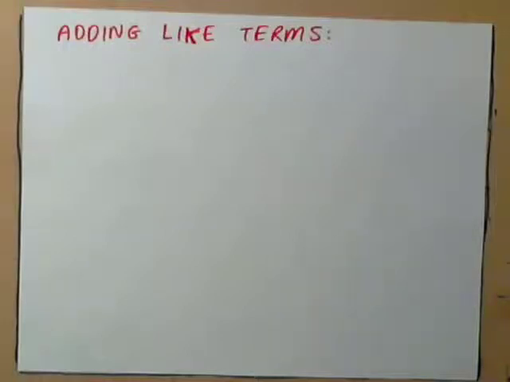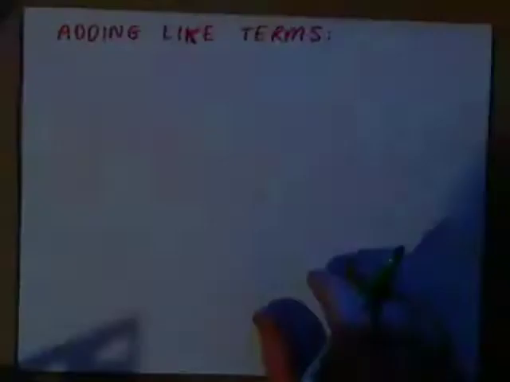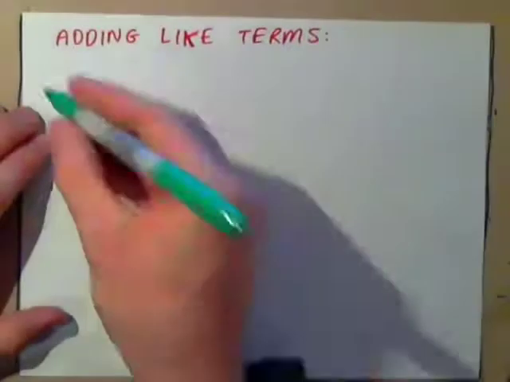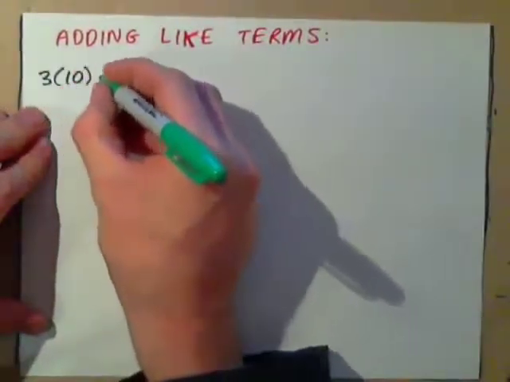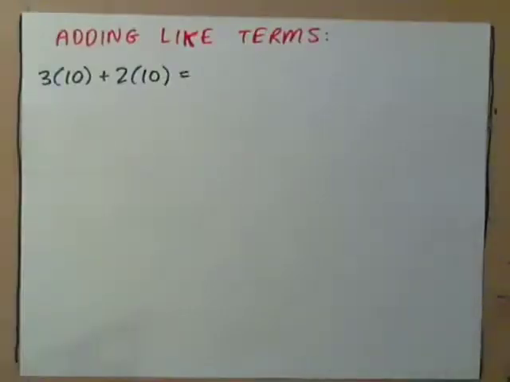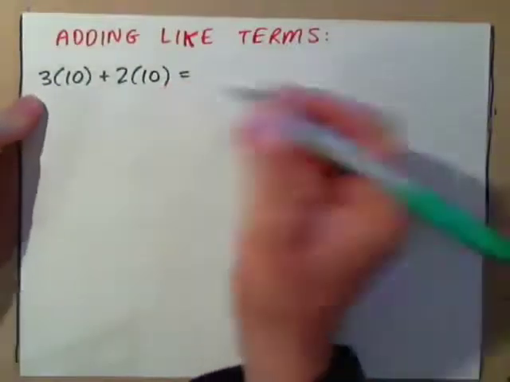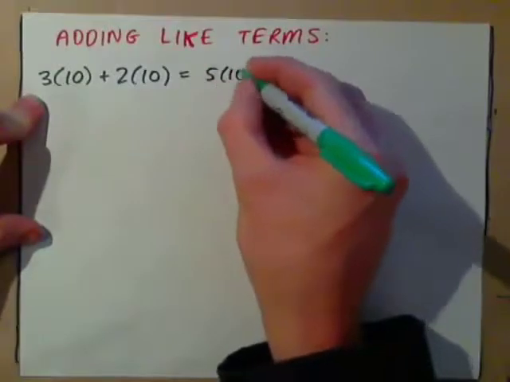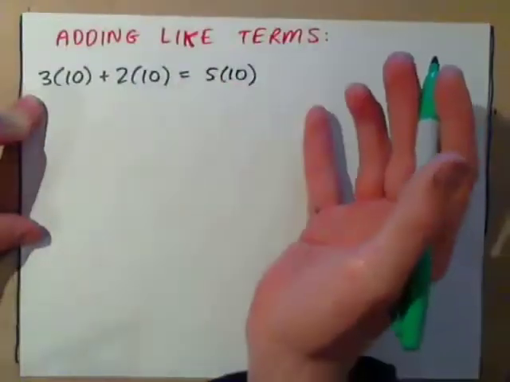Very important concept in algebra is adding like terms. So let's have a look at that. First of all, if we had this, 3 times 10 plus 2 times 10, that's 3 tens and 2 tens. It's 30 and 20, definitely 50, right? Now 50 is the same as 5 times 10. So 3 tens and 2 tens is 5 tens, right?